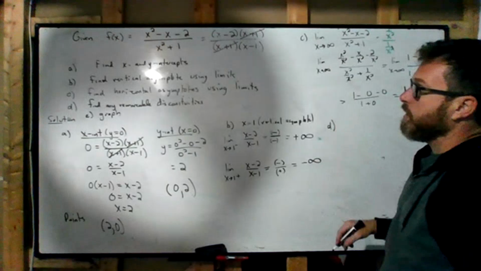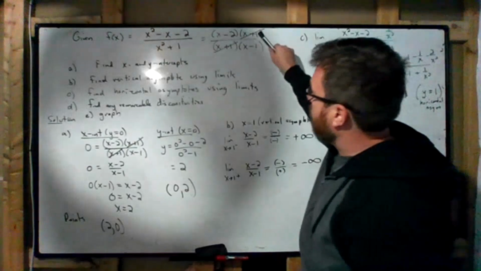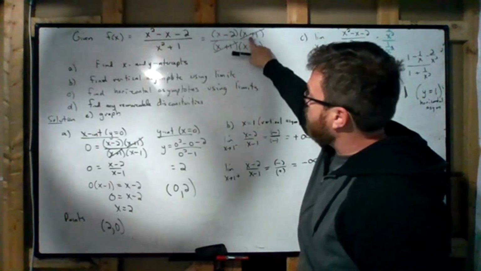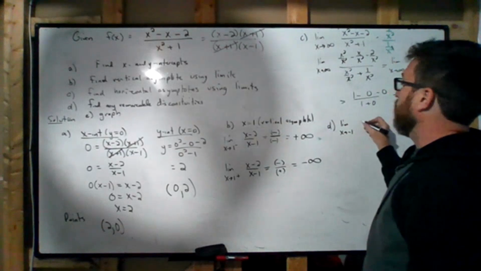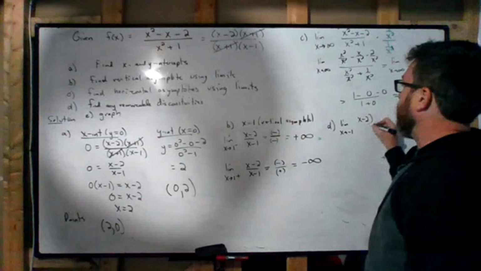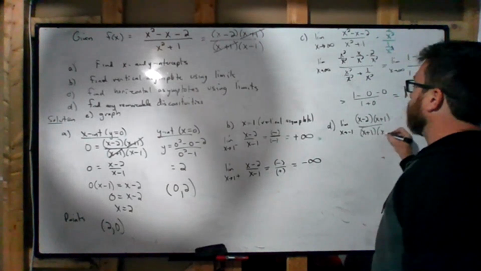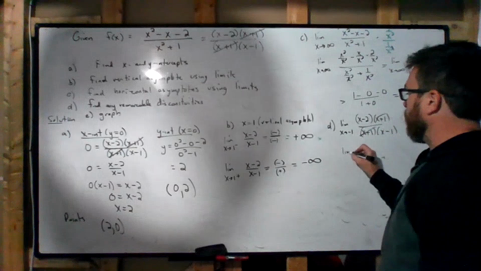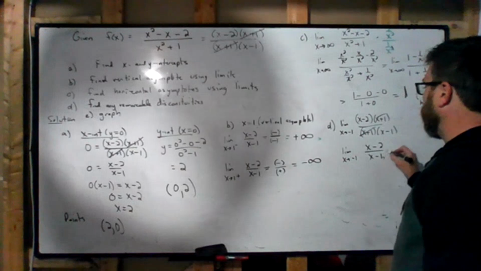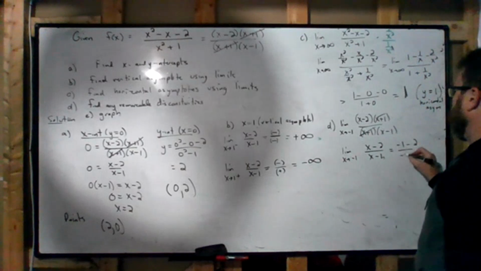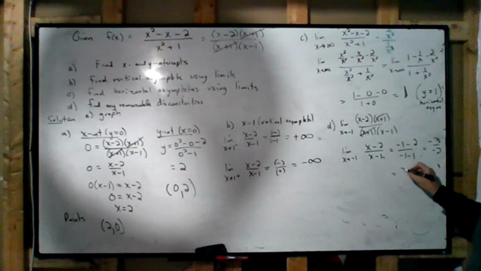D, any removable discontinuities. Well, that happens when you get 0 over 0. And it's only going to be 0 over 0 if I plug in -1, because that x plus 1 cancels when you plug in -1. So this is going to be the limit as x goes to -1 of x squared minus x minus 2 all over x plus 1 times x minus 1. Those will cancel. So the limit as x approaches -1 of x minus 2 all over x minus 1. So I get -1 minus 2 over -1 minus 1. So I'm going to get -3 over -2. So I get 3/2.